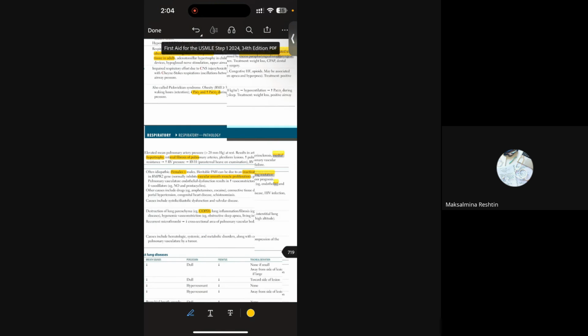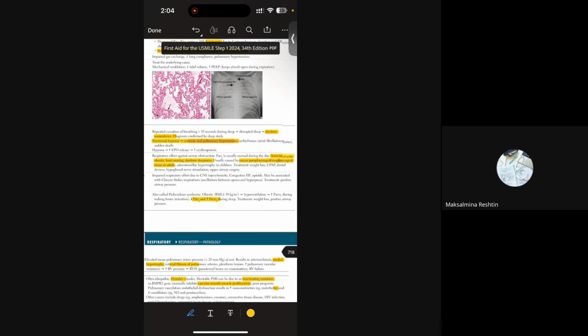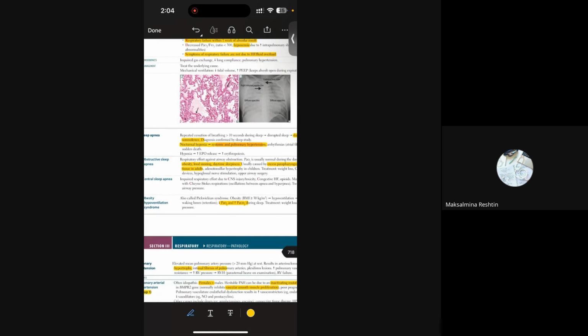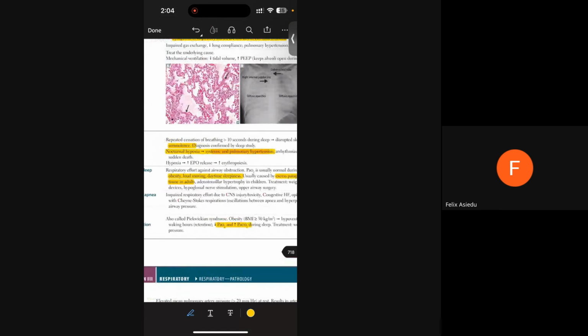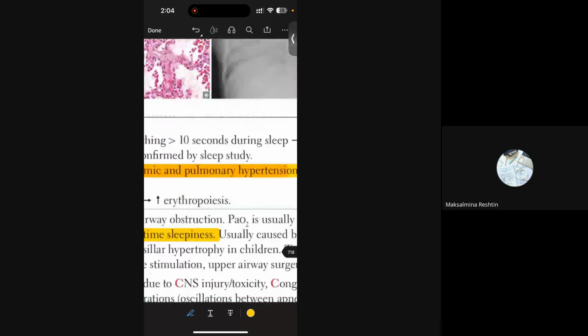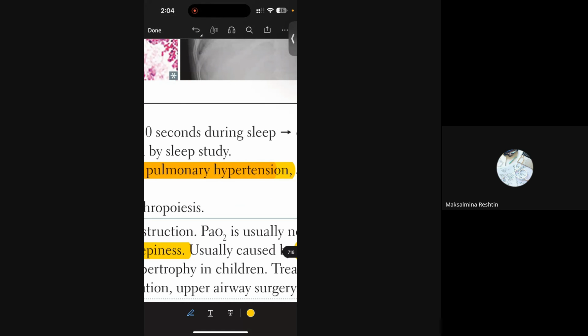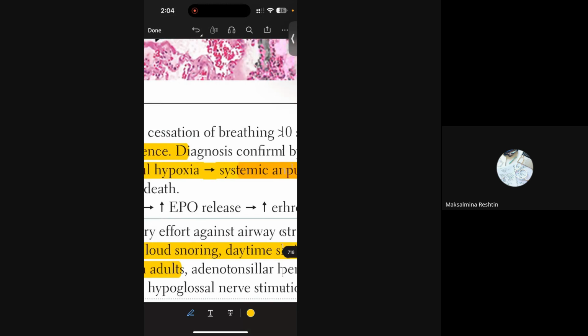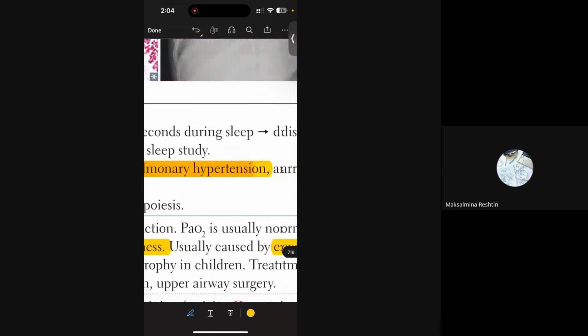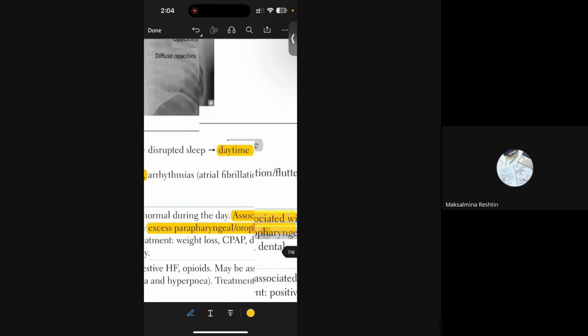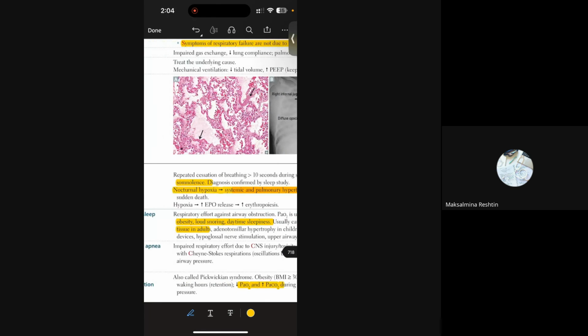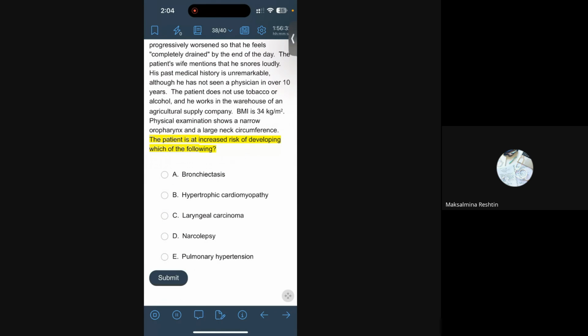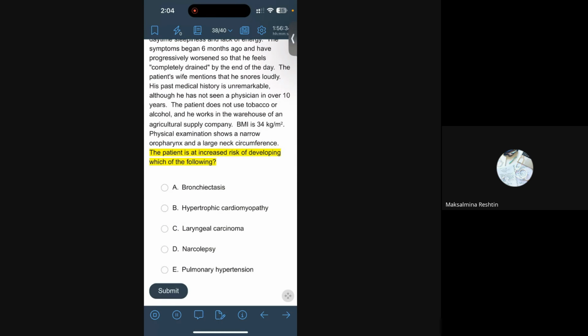And in obstructive sleep apnea, the complication is pulmonary hypertension. Nocturnal hypoxia leads to systemic and pulmonary hypertension and arrhythmias as well. Okay, and sudden death. So the answer is going to be pulmonary hypertension, E. Okay.